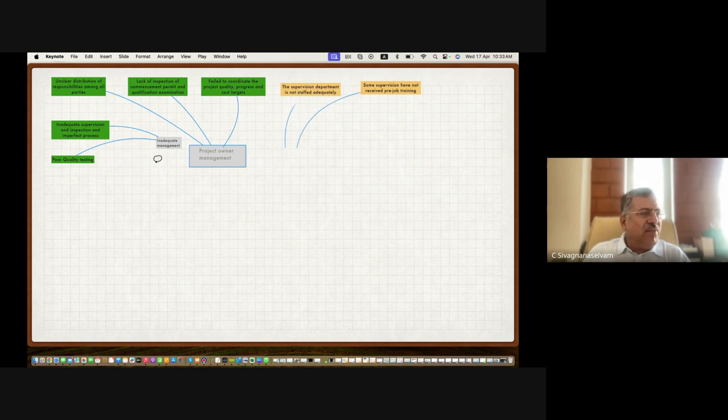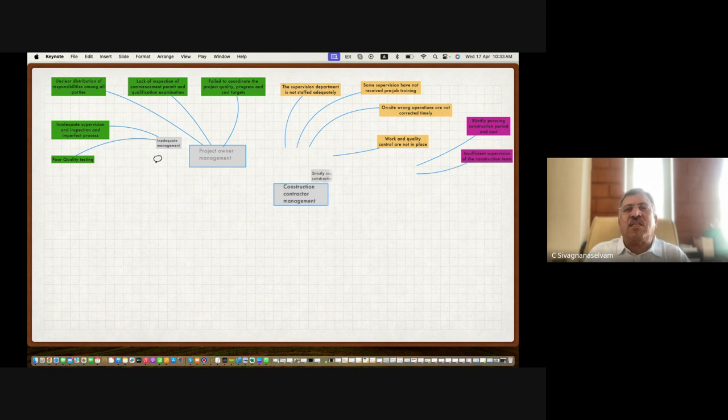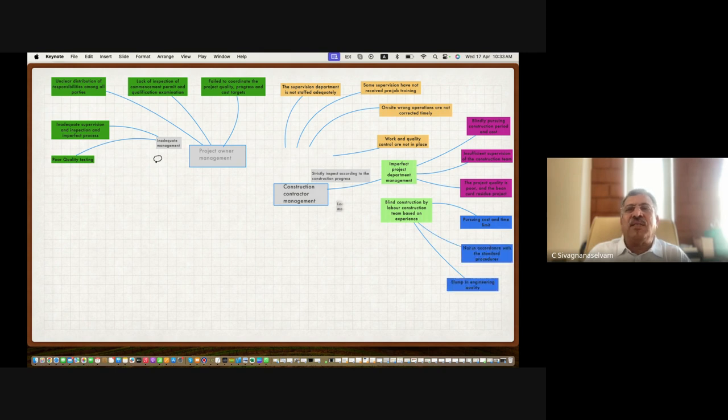Second, what if the supervision management, that is you and me, the project consultants or project managers, fail? The supervision department is not staffed adequately, which is an issue. Some supervisors have not received pre-job training. That is, if you don't orient them, if you don't brief them on the kind of work and what you are expecting.